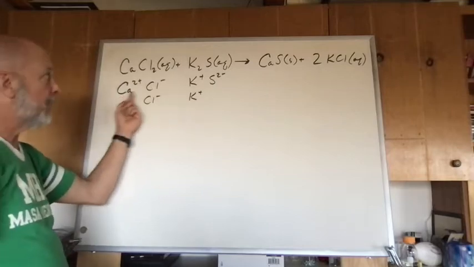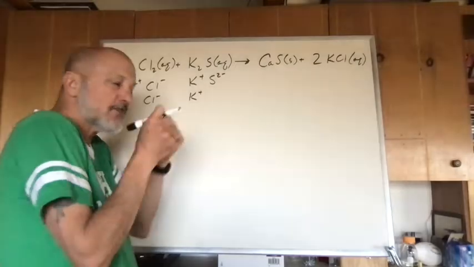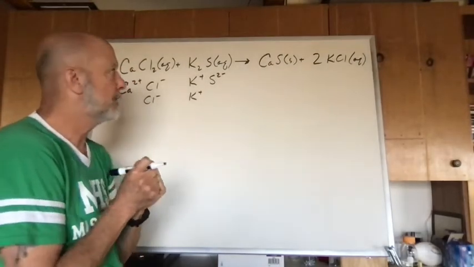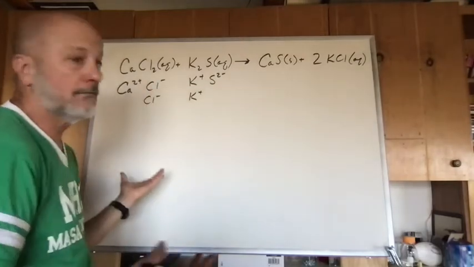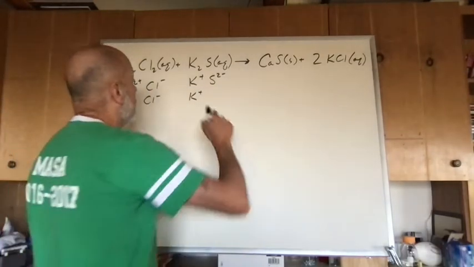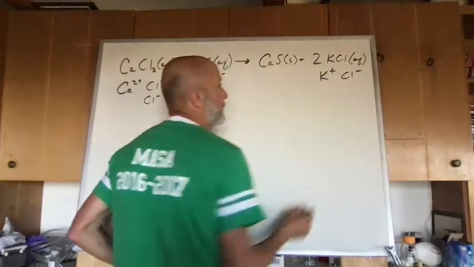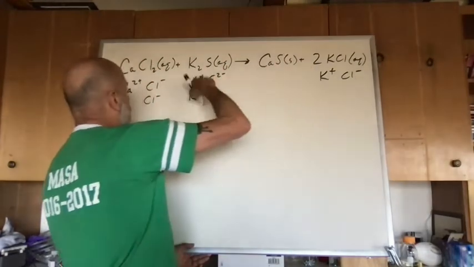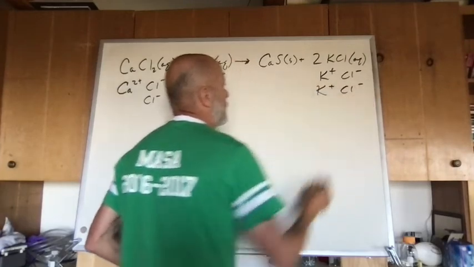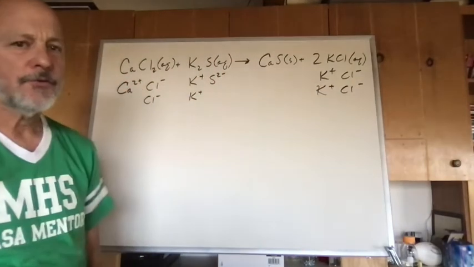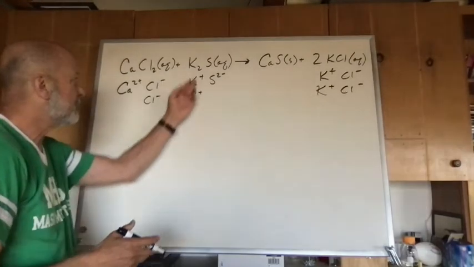Well, the calcium ion and the sulfide ion, when they combine or when they collide, they stick together and form this solid, calcium sulfide. What about the potassium and the chlorine? They're still there in solution, right? I have K plus, Cl minus, potassium chloride. But since there were 2 for each reaction, I have that.